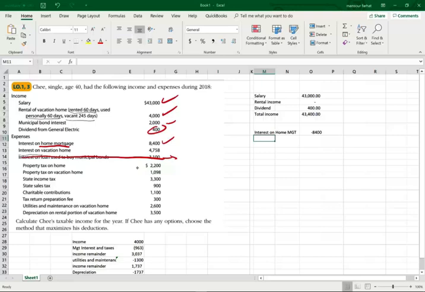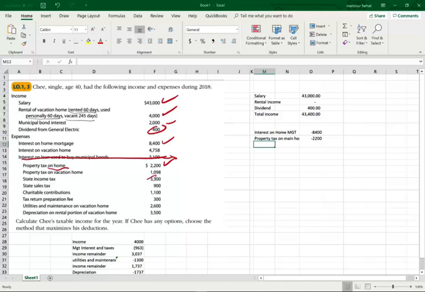Let's skip the vacation for now. We'll come back and do what's the remainder of the vacation. We said interest on the loan is out. Property tax on the main home is also deductible on Schedule A. I'm going to put main home to differentiate this from the rental property, 2,200. We're done with that. Property tax on the vacation home, we'll come back to that.